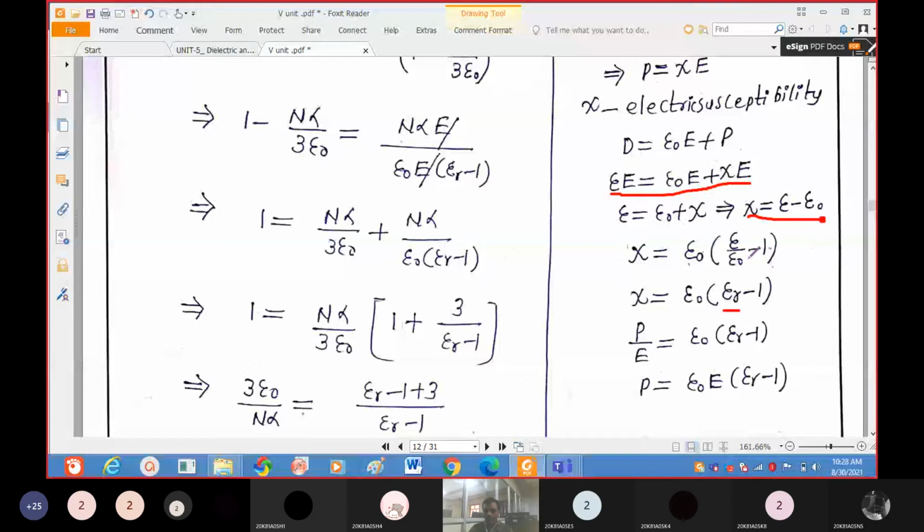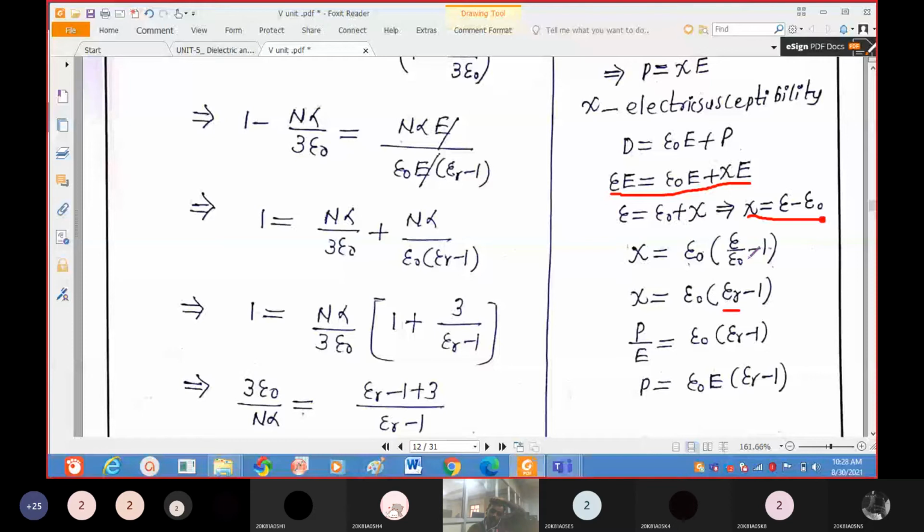Now let us take epsilon naught as common, so epsilon by epsilon naught equal to epsilon r, and chi is epsilon naught into epsilon r minus 1. Now chi is equal to P by E. Substitute the chi value here. Therefore P is equal to epsilon naught into E into epsilon r minus 1. This is equation number 2.